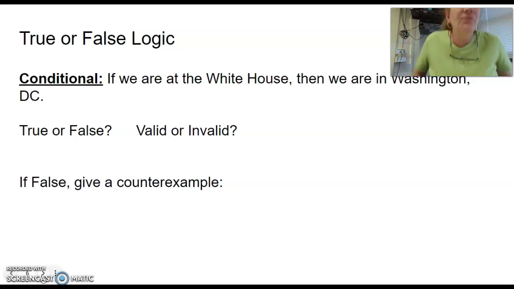All right, true-false logic. So now we're going to just look at this logically. So let's read this statement. If we're at the White House, then we are in Washington. Is this true? Yes, it is. Therefore, it's valid. If it's true, it's valid.